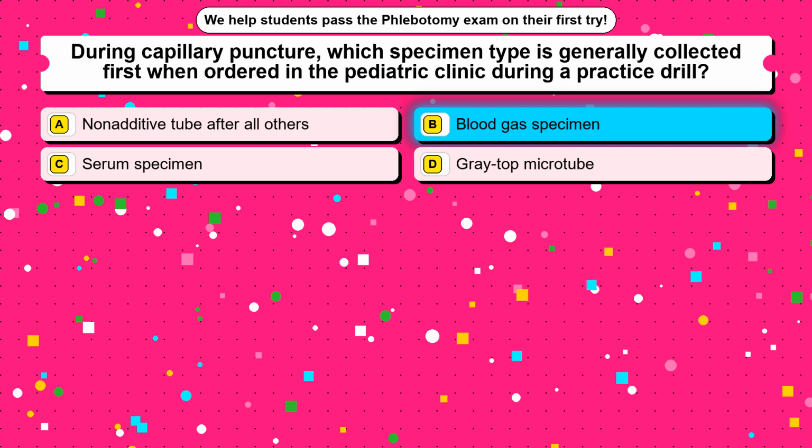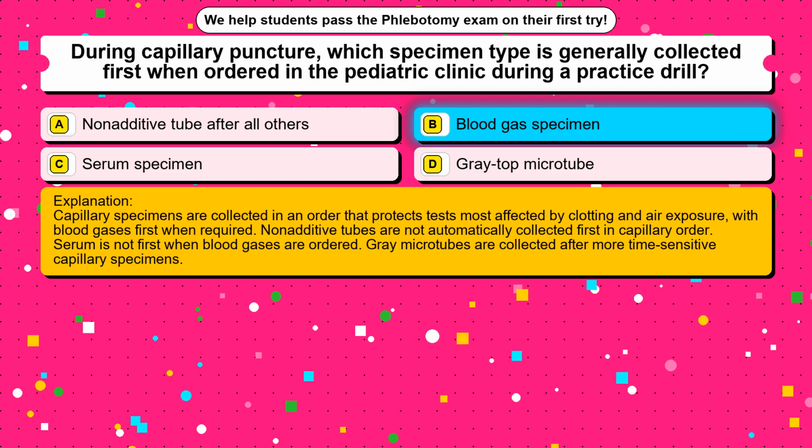The correct answer is option B, blood gas specimen. Capillary specimens are collected in an order that protects tests most affected by clotting and air exposure, with blood gases first when required. Non-additive tubes are not automatically collected first in capillary order. Serum is not first when blood gases are ordered. Gray microtubes are collected after more time-sensitive capillary specimens.